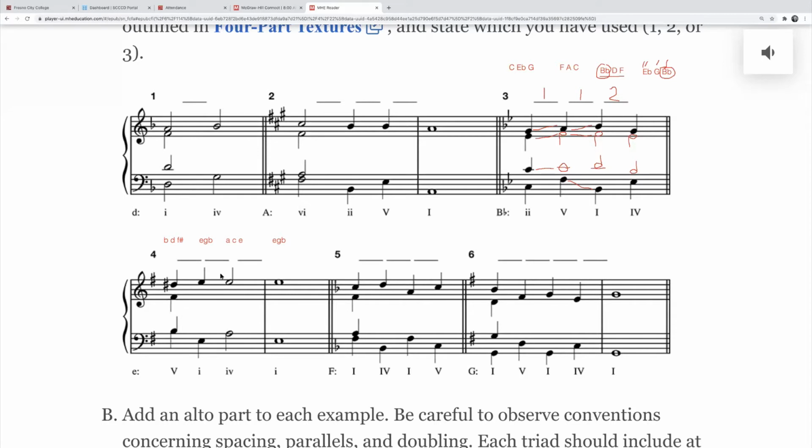I'm noticing that we get common tones here and common tones here. Might be a clue for us. We have common tones between E and E and E, between chords 2 and 3 and 3 and 4. We have common tone B and B between 1 and 2.